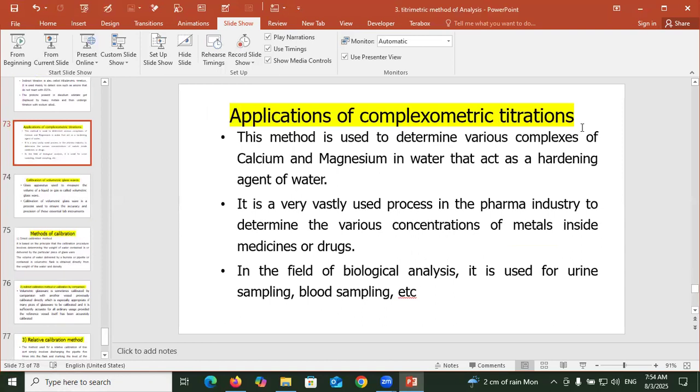Applications of complexometric titration. This method is used to determine the various complexes of calcium and magnesium in water that act as hardening agents of water. It is a vastly used process in the pharma industry to determine the various concentrations of metals inside medicines or drugs. In the field of biological analysis, it is used for urine sampling, blood sampling, etc.